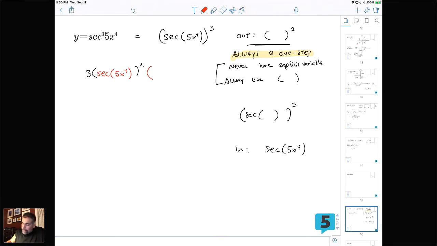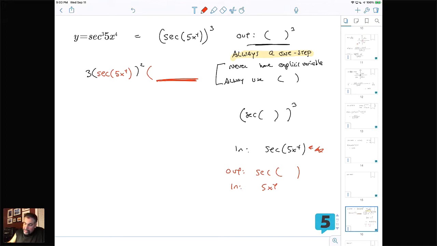But the derivative of the inside is a brand new problem. So now I come down here and I'm looking at this guy and I'm pretending this is a brand new problem. So I ask, one-step, product, quotient, or chain? Well, this guy is a chain rule. The new outside function is secant of something. The new inside function is 5x to the fourth. So we follow those 3 steps, but we have to write that answer in this parentheses.